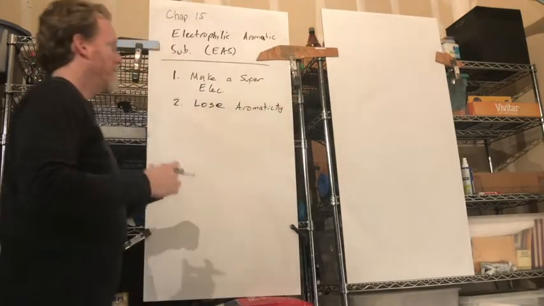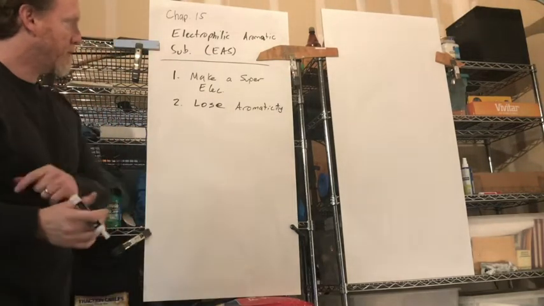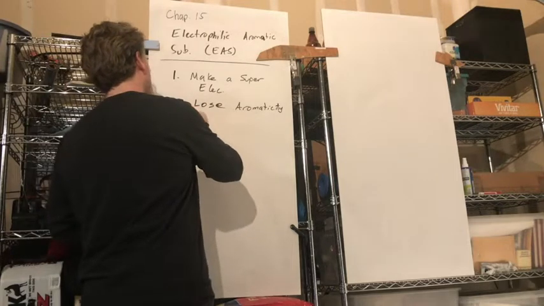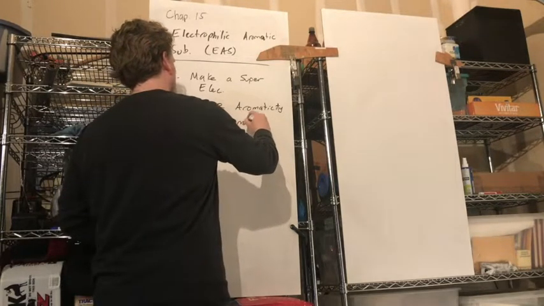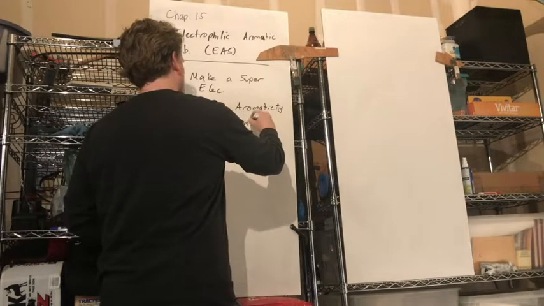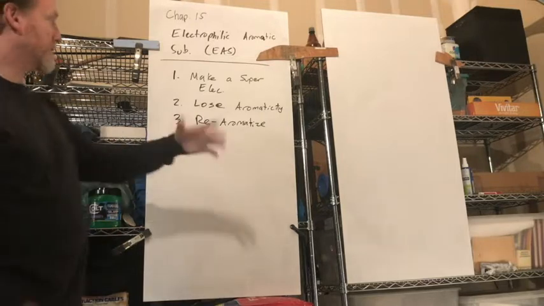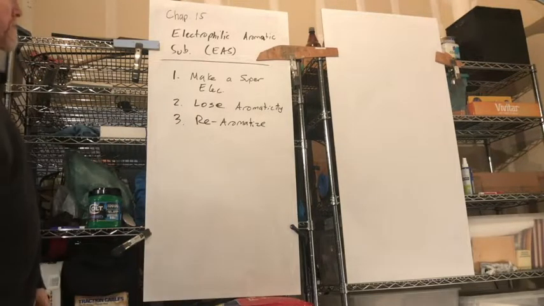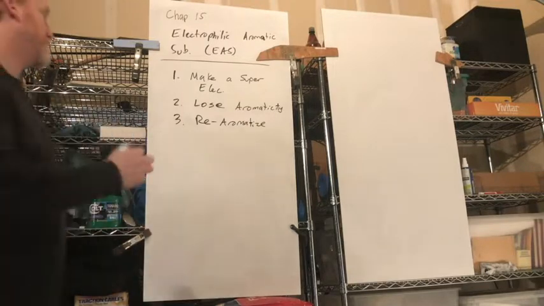So the aromatic low energy benzene ring is going to temporarily lose aromaticity, and then it's going to re-aromatize. All three of these will happen in all of these examples we're going to do. Okay, so let's try the first one. We'll do a bromination of a benzene ring.